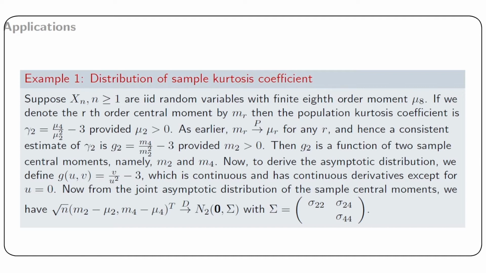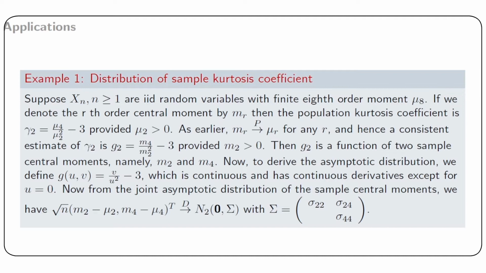Now to derive the asymptotic distribution, we define g(u, v) as u by v square minus 3, which is continuous and has continuous derivatives except at v equal to 0. And we note that for v equal to 0, this kurtosis coefficient is not defined.